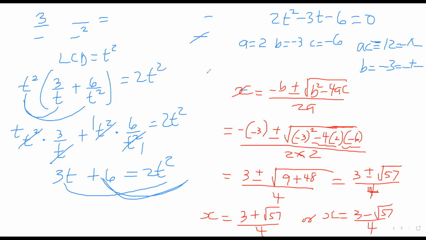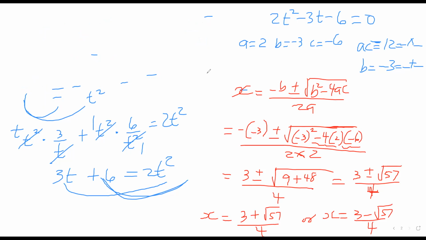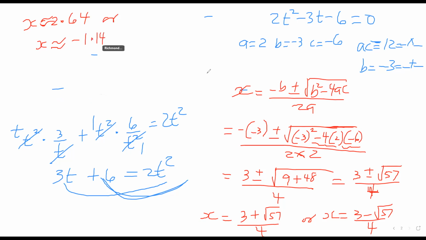And what is this going to give me? It's going to bring me to the first one, x is approximately 2.64, or x is approximately equal to negative 1.14. And that is what I have. You could check with the calculator too. Okay, check with the calculator. All right.